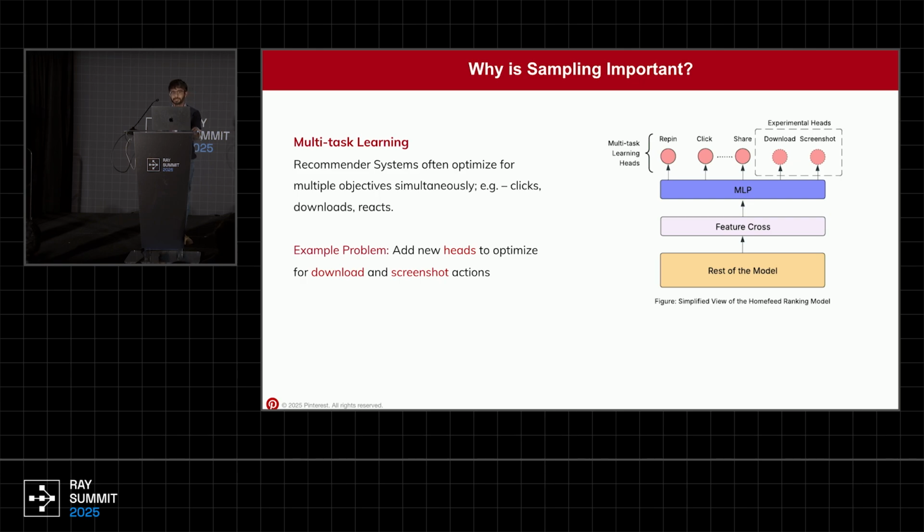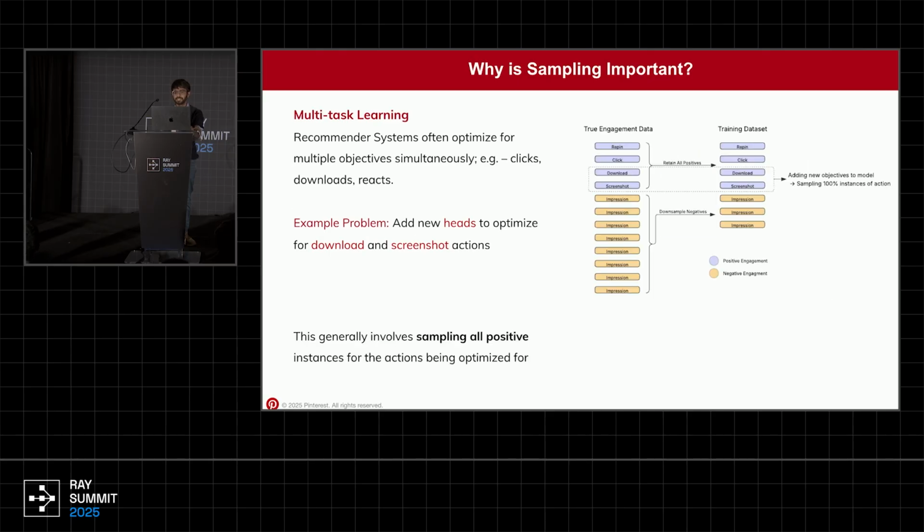So the previous slide talks about negative downsampling, but sampling also comes up in the case of managing positive examples. So the following is an example that I'll run with for the next few slides, and it's a real project that we worked on earlier this year. For context, Pinterest's home feed ranking model is a multitask learning model which jointly optimizes for a bunch of user actions, such as saves, clicks, shares, etc. And earlier this year, we wanted to experiment with adding 2 new heads for new actions for downloads and screenshots.